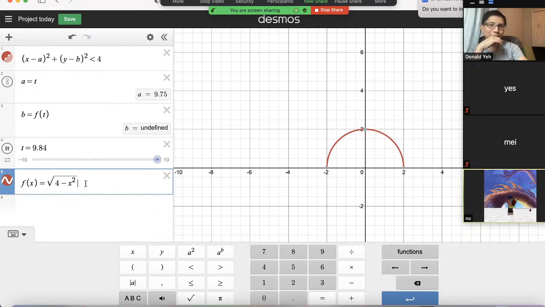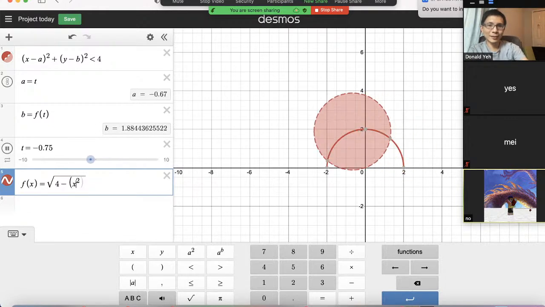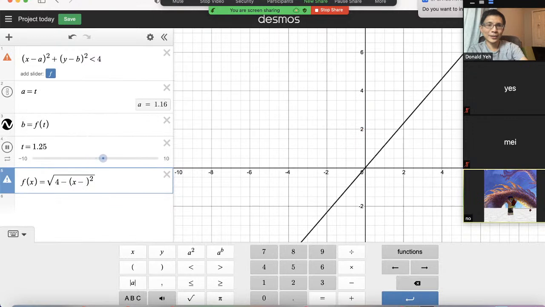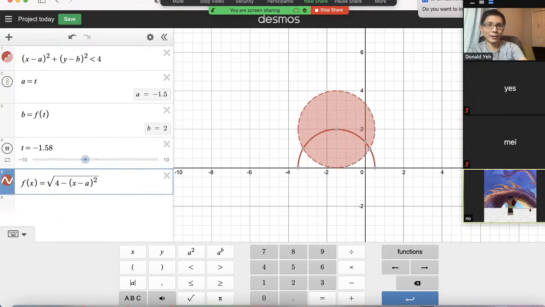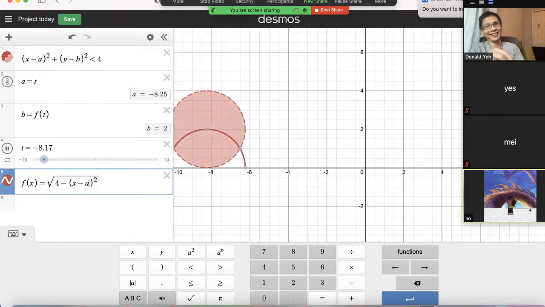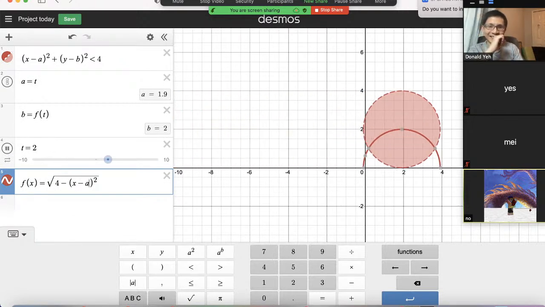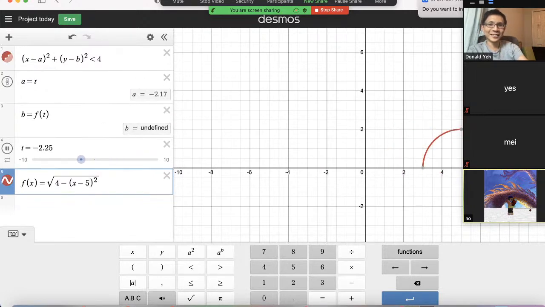What did you say? Go to the x squared part. Mm-hmm. Make it x in parentheses, like this: x minus h. Not h. No, make it 4. Make it like 5 or something. Make it 5. No, make it 5. Why 5? Why 5?